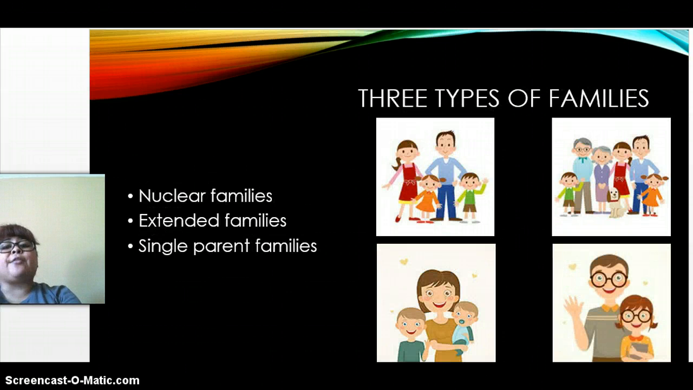Today we will be looking at 3 types of families. There are more. However, today we will just be looking at these 3. The 3 that we will be taking a look at are nuclear families, extended families, and single-parent families.